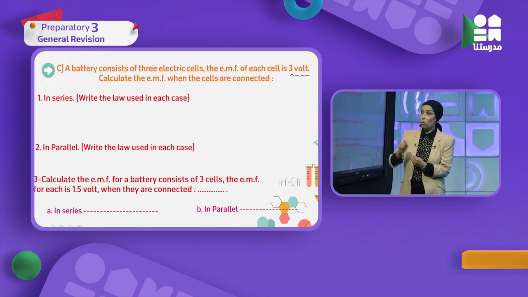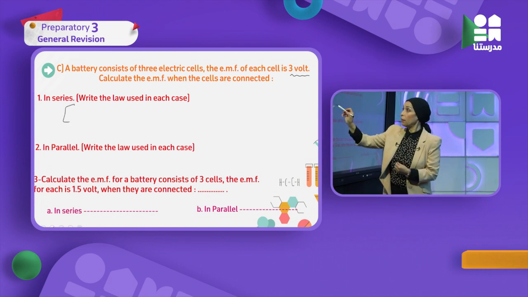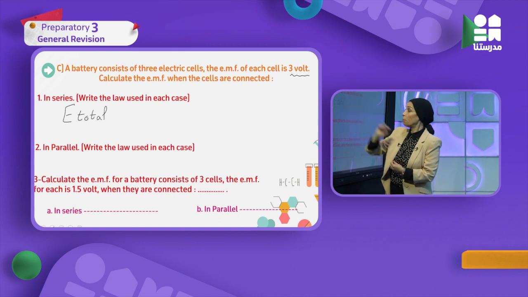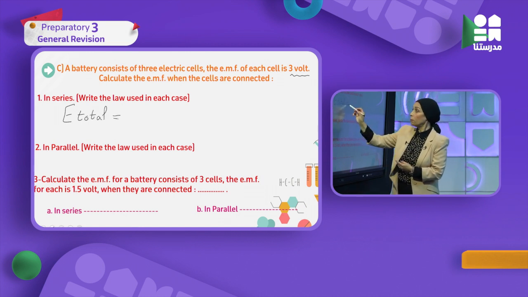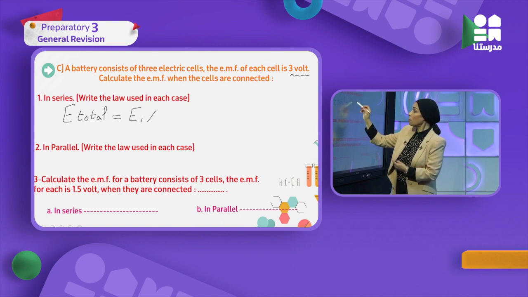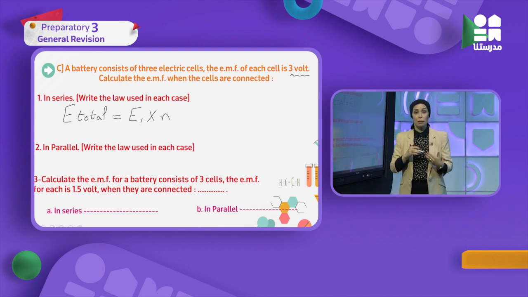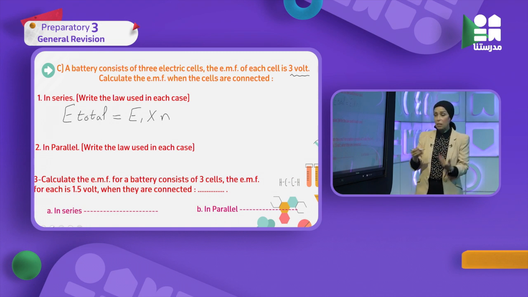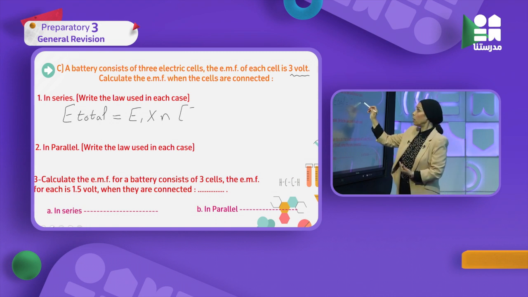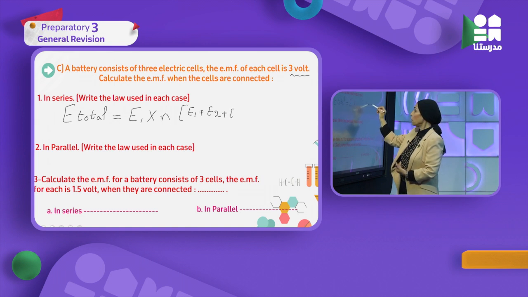I'm going to write the law اللي هي E total which is the E of the 3 batteries equal E1 times N أو N times E1 مش هتفرق. أو sometimes يقولوا لي طب can I write E1 plus E2 plus E3؟ yes يبقى ممكن أقول E1 plus E2 plus E3 أو I can write N times E1.